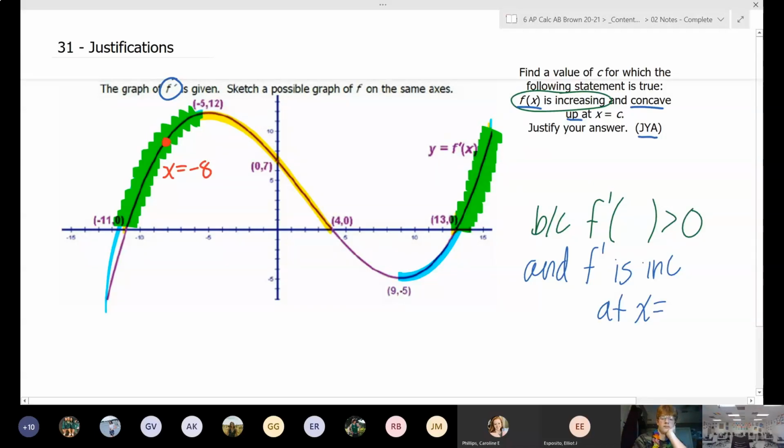So one example for C is, at the x value of -8, I know my original function is increasing and concave up because the derivative at -8 is greater than 0, and the graph of the derivative is increasing at -8. So I know that the original function would be increasing and concave up.